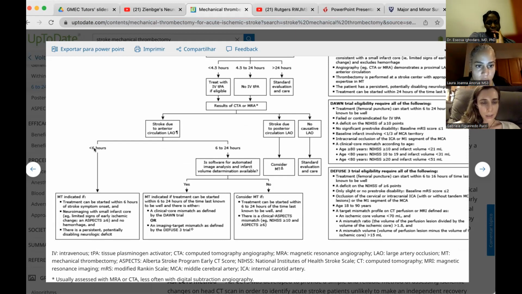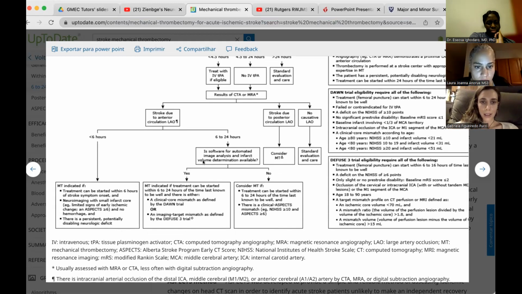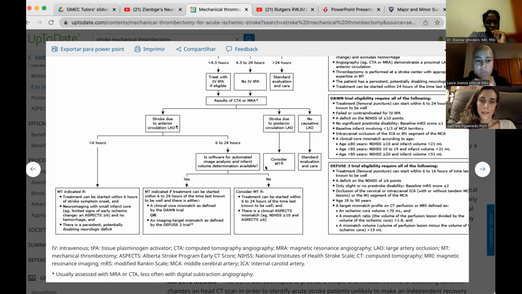And I don't remember the time, I think, but if it's between 6 to 24 hours, you can do the perfusion studies and then analyze if it's worth it or not. Thank you. I see. So for 6 to 24 hours, if the automated software is available, then do it.